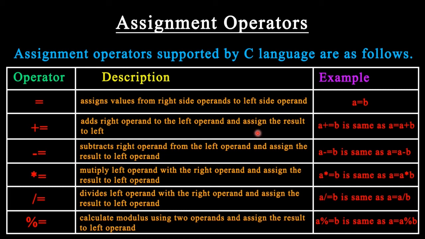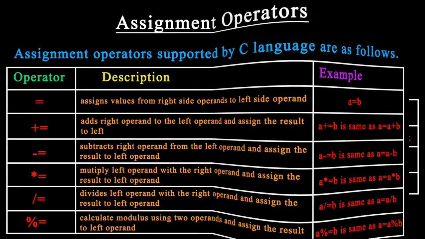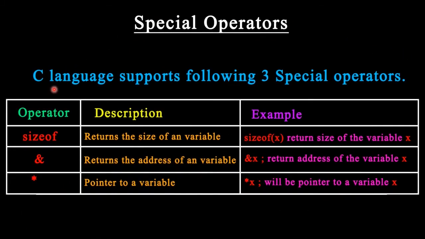So let's move on to our last operators, which are the special operators. C supports three special operators. The first special operator is sizeof. What it does is it returns the size of a variable. This is the syntax of sizeof. We write sizeof, let's say our variable is x, so we write sizeof and then in parentheses we write x. This will return the size of the variable x.